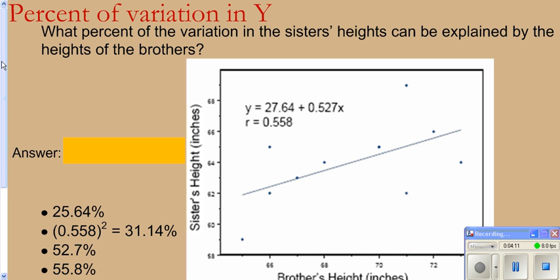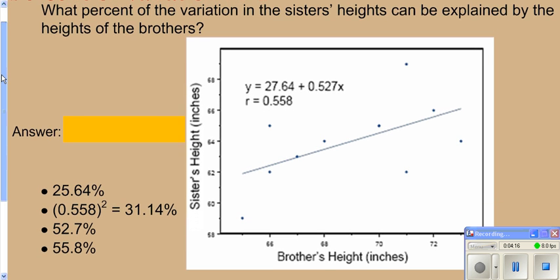What is our percent of variation in the y's that can be explained here by our brother's heights when we're comparing our sister's heights? Well, we have an r here. Remember, your percent of variation or fraction of variation is always r squared. So you have to take 0.558 and square it. When you do that, you get 31% of the variability in the sister's height can be explained by the brother's height. The rest of the 100% from your 31% can be explained by other factors.